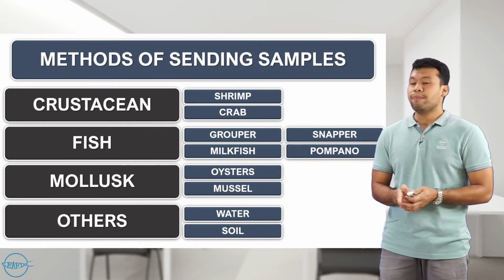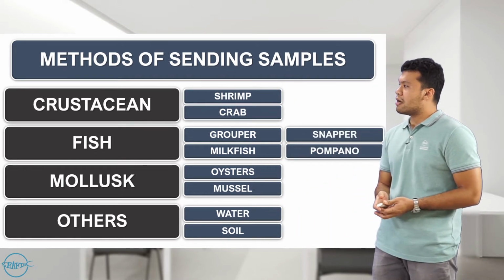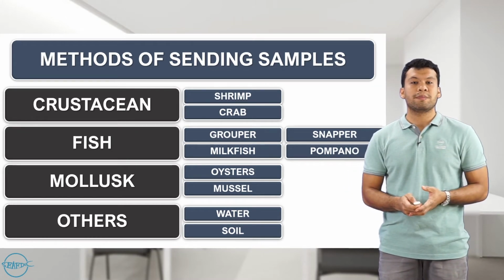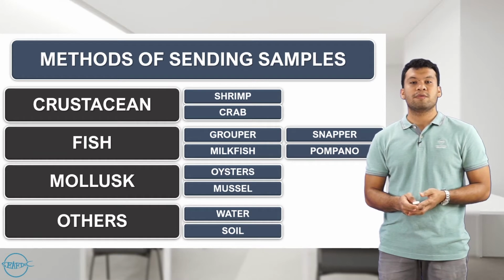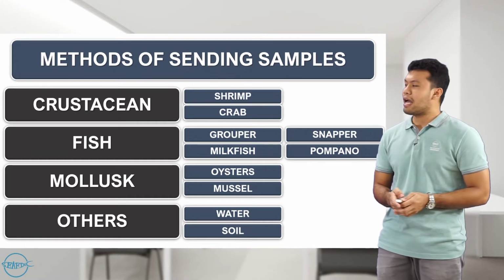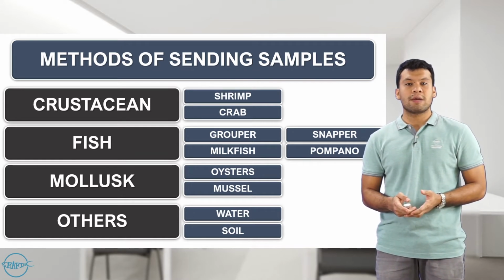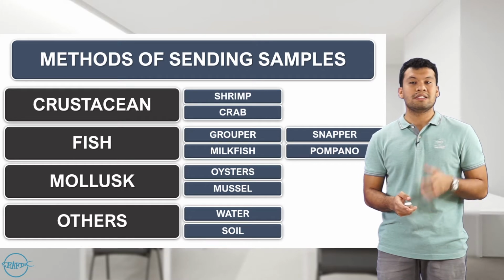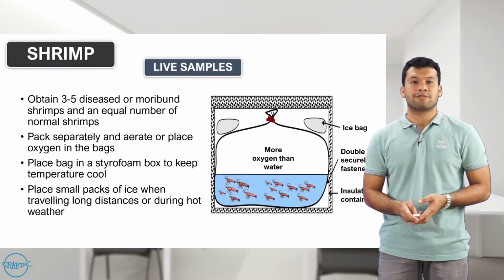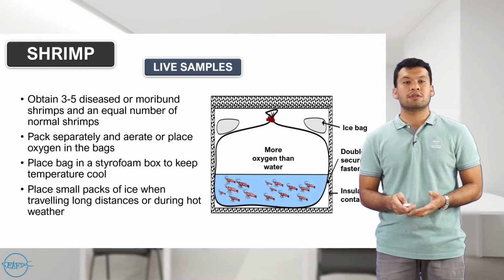These are basically the different types of samples that we are receiving in the laboratory. So basically we have, for example, for crustaceans, shrimp and crab. For fish, we have grouper, milkfish, snapper, and pompano. For mollusks, we sometimes have oyster and mussel. And then for the regular type of monitoring that we are receiving in the laboratory, we have the water and the soil.